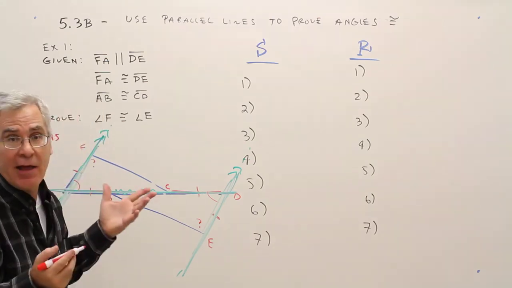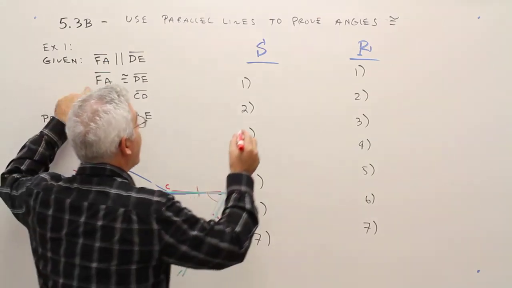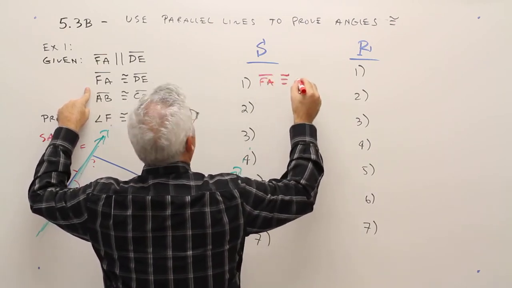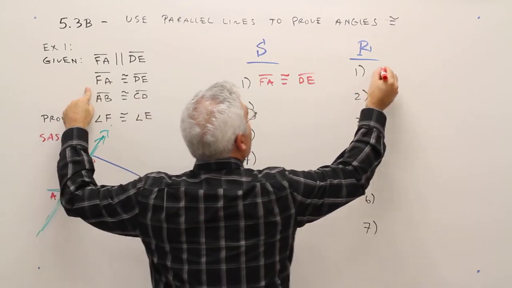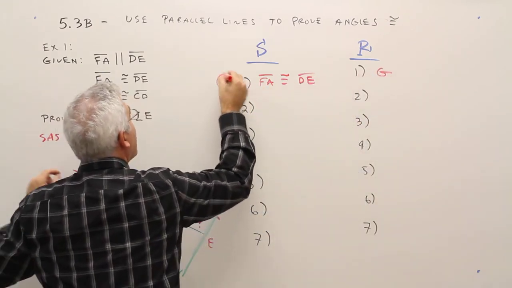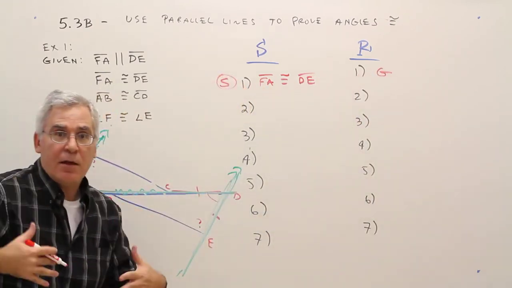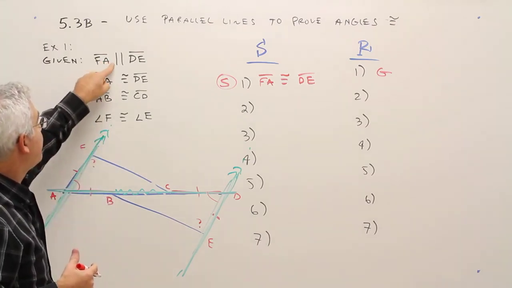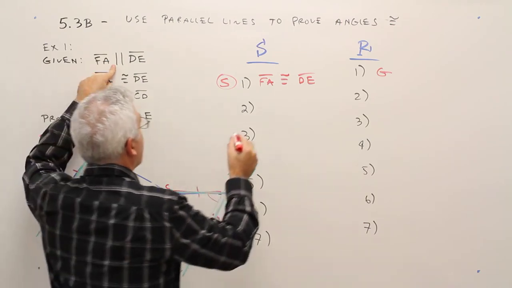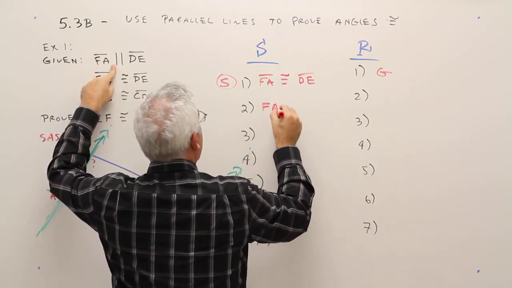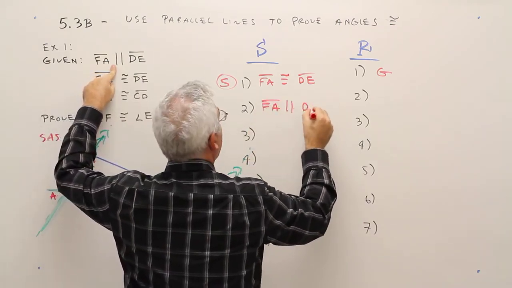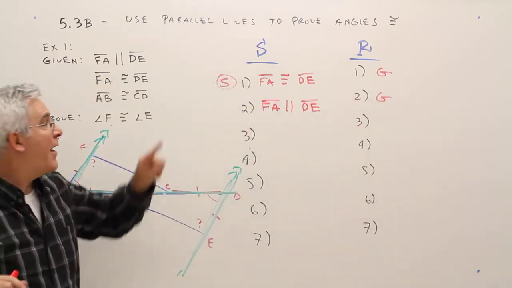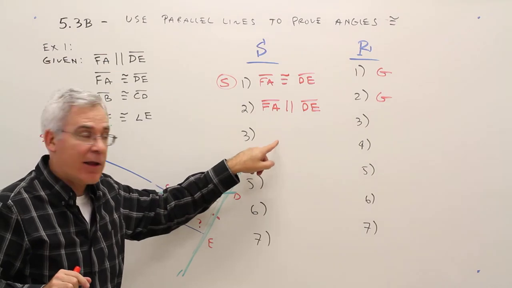Okay, I'm going to go in SAS order. So we'll start with step 1. FA is congruent to DE. That was given. And that was the side in SAS. Then I'm going to go for the angle. So I'm going to list this. FA is parallel to DE. That was given. And then from that step, I can get the angle.